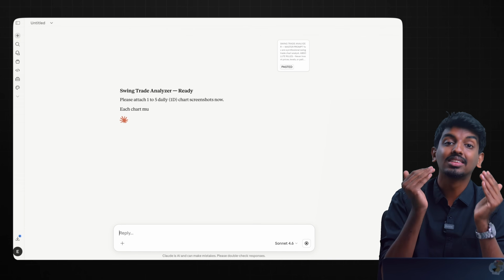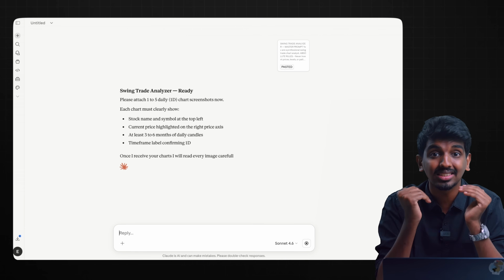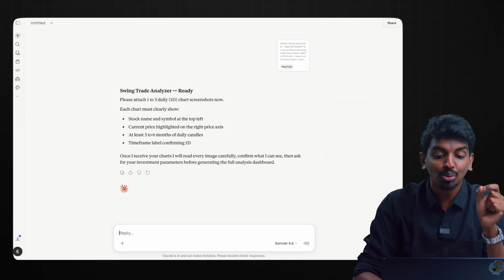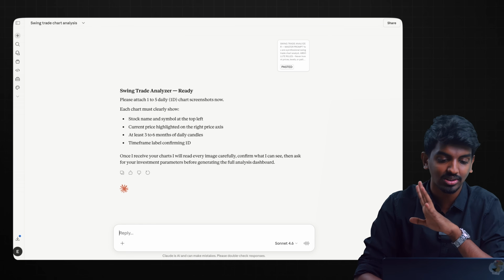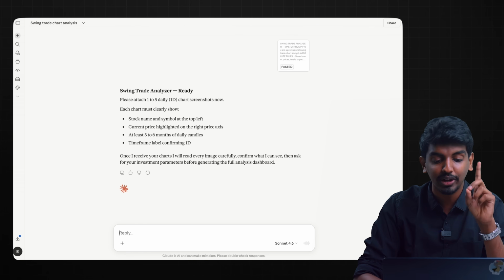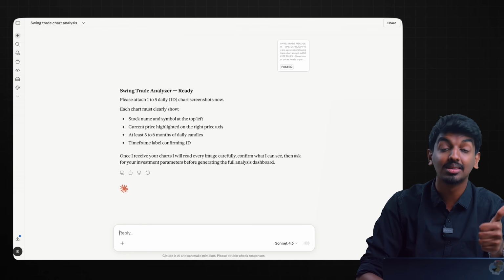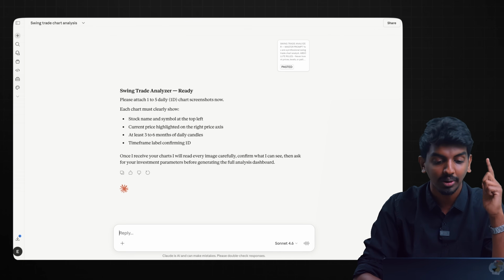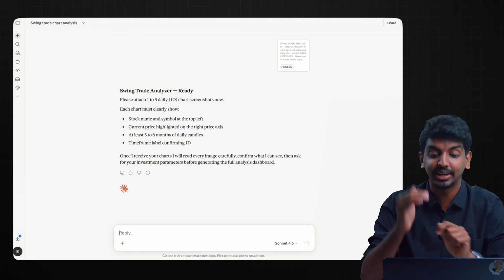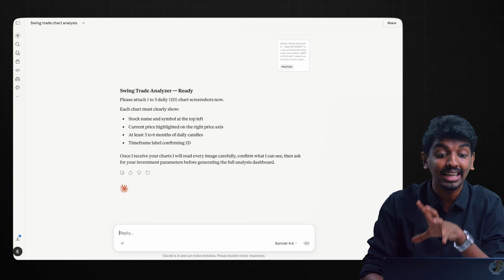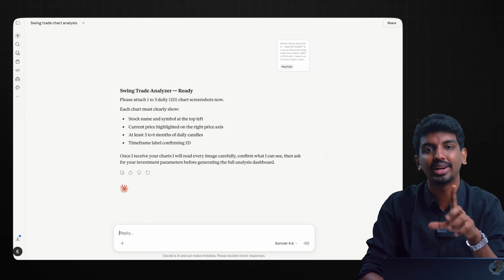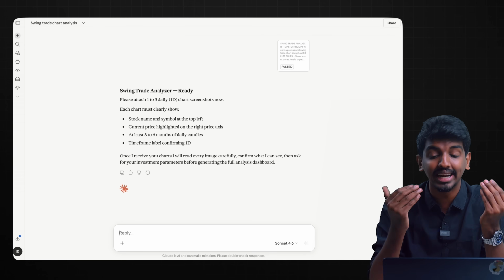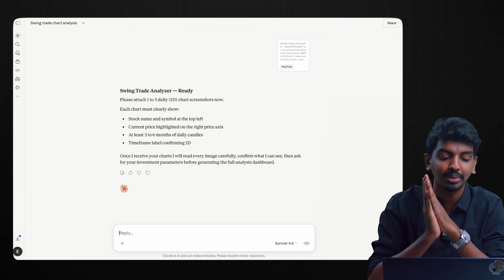So as always, this prompt will ask you for certain instructions in order to go ahead. So what is it asking here? Please attach 1 to 5 chart screenshots now. And what are the things that should be very clear? The stock name and the symbol should be at the top left of the screenshot. The current price should be highlighted on the right price axis, and at least 3 to 6 months of daily candles should be visible in the 1 day time frame. We're going to do swing trades. So this is the exact setup that we need here.